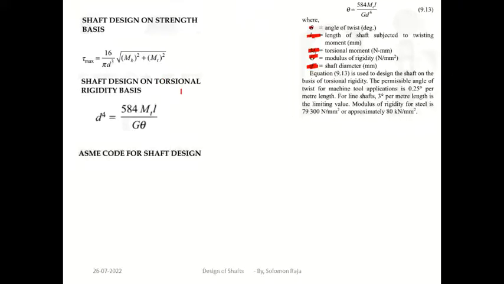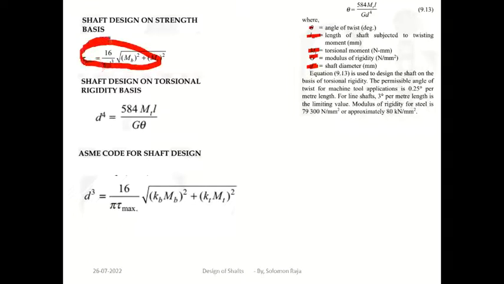The third one is based on the ASME code, designing the shaft based on the ASME code. For this the formula is d cube equal to 16 divided by pi tau max into root of kb mb square plus kt mt square. It is the same formula as the first one, the same formula we have seen here.